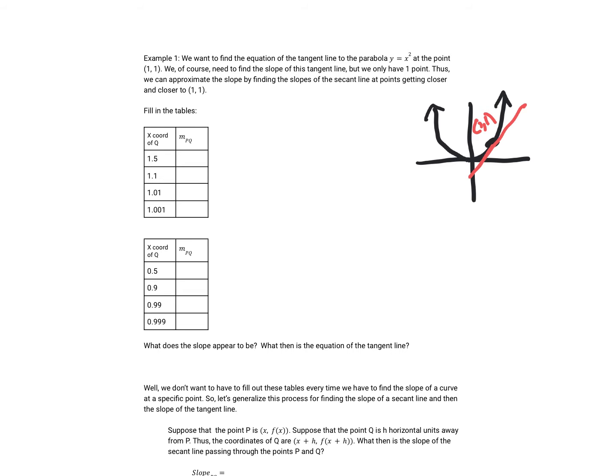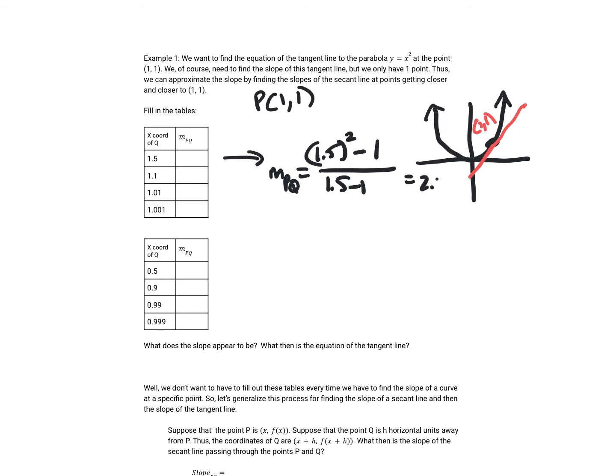So we already know P is (1, 1). Maybe I'll write this up here. Now, if I want to find the slope between P and Q, if Q is 1.5, then the slope for PQ would be the change in y. So if I plug 1.5 into y equals x squared, it would be 1.5 squared minus, we already know the y coordinate, 1, over the change in x, 1.5 minus 1. And this ends up being 2.5. So that's what I'm first going to put into the table.